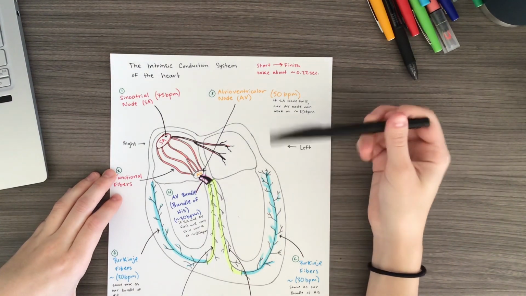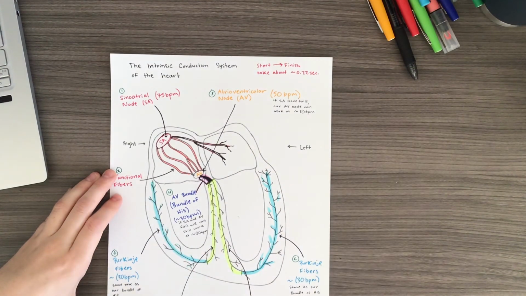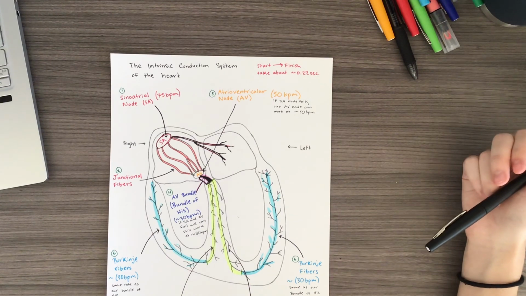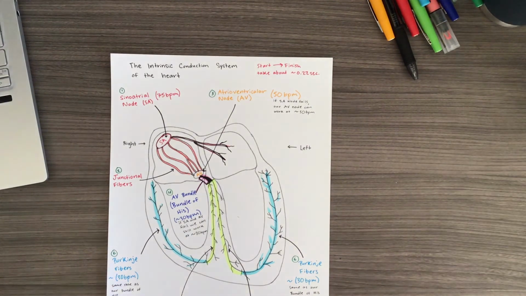And once you hit the end of this, it just restarts at the SA node. That's our pacemaker, so it's going to start the process all over again. And yeah, that's all I have for the intrinsic conduction system.